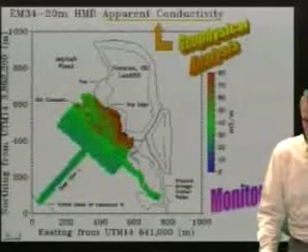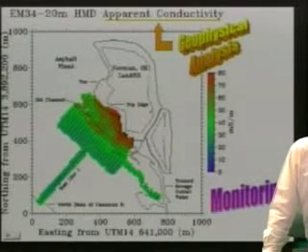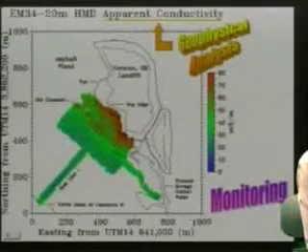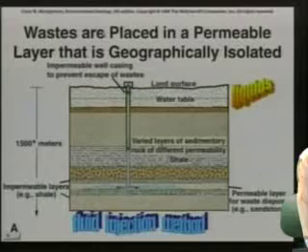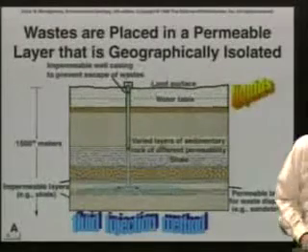So lots of monitoring, whether it's direct wells or whether it's kind of indirect through geophysics. This is an apparent conductivity, kind of an electrical characteristic. We're checking them out. Okay?